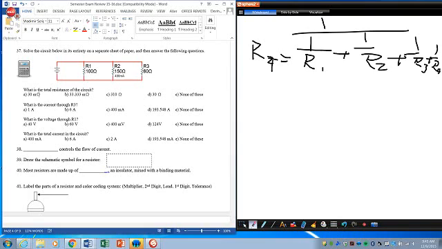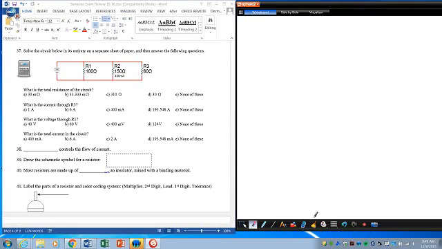Number 38. What controls the flow of current? If you remember carefully, that's clearly a resistor. So a resistor controls the flow of current. 39. Draw a schematic symbol of a resistor. It basically looks like a spring, something like that. We'll just do fine.